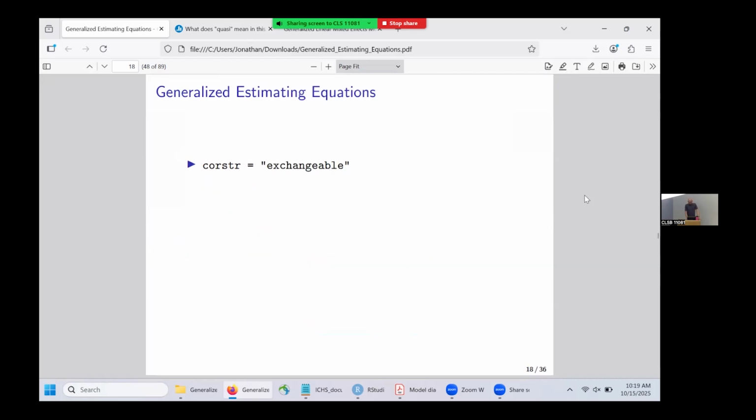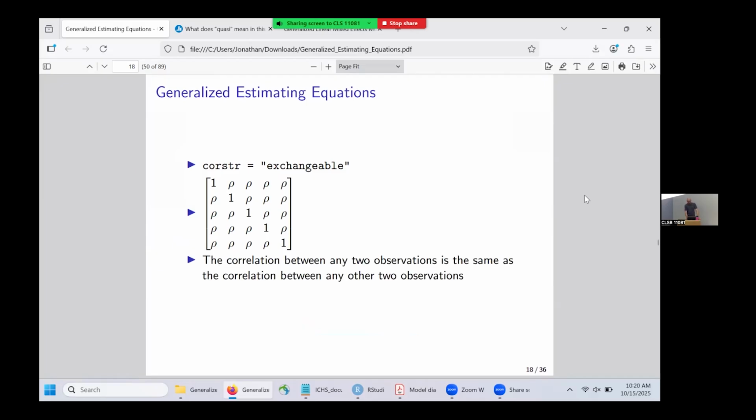All right, that's maybe not super likely, although there are reasons we might want to check it or use it. So maybe one step up in complexity would be this exchangeable correlation structure. So it looks like this, where every off-diagonal element has the same correlation, the same value, rho. So we're assuming that the correlation between any two observations is the same as the correlation between any other two observations. So this is one step up from independence, assuming correlation, but nothing too wild or crazy.